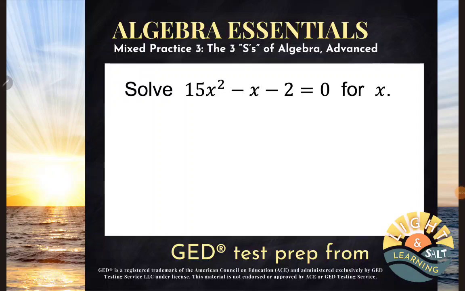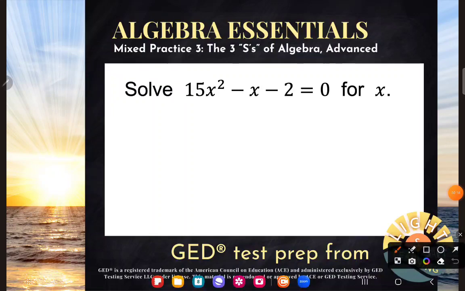Hello, advanced algebra student. Let's look at this kind of tricky example of solving equations. It says solve 15x squared minus x minus 2 equals 0 for x. And I have to tell you the truth, you can use all these solving techniques that we've learned with the inverses and moving things around, and you would be working all day trying to get x alone. You wouldn't be able to get it alone because this is what we call a quadratic equation.